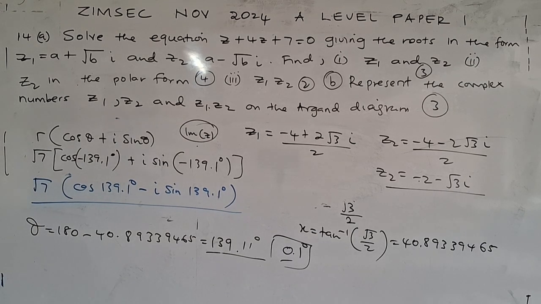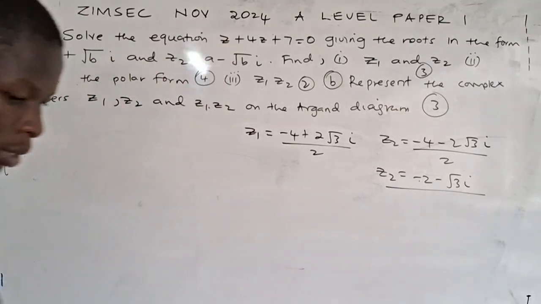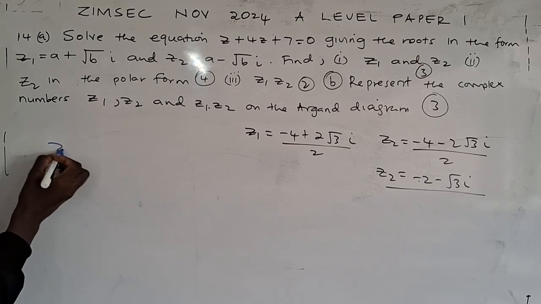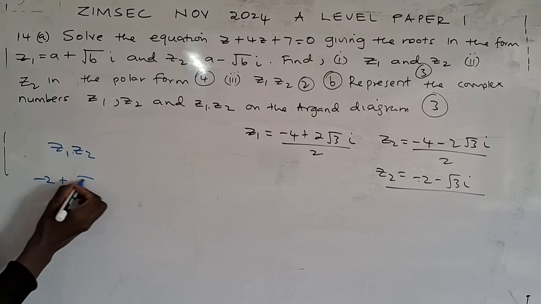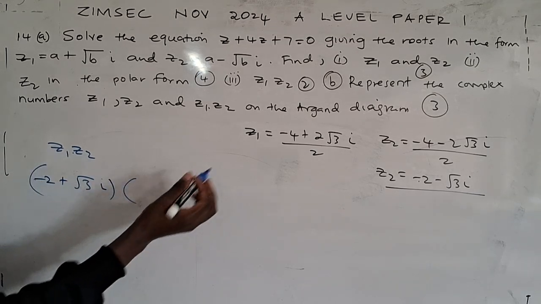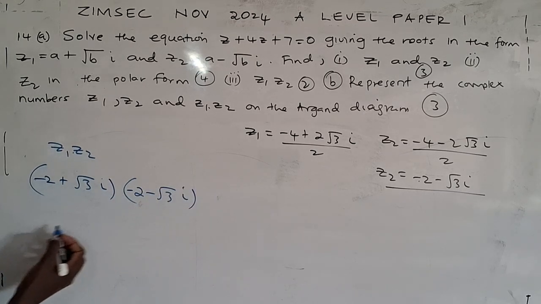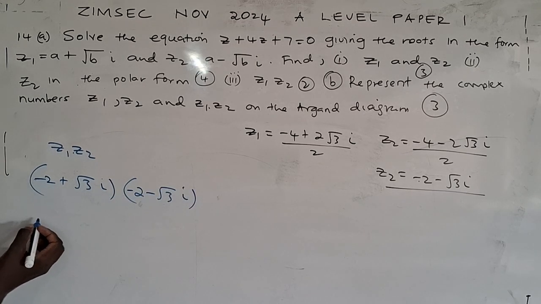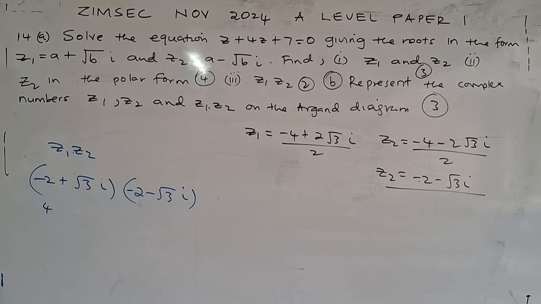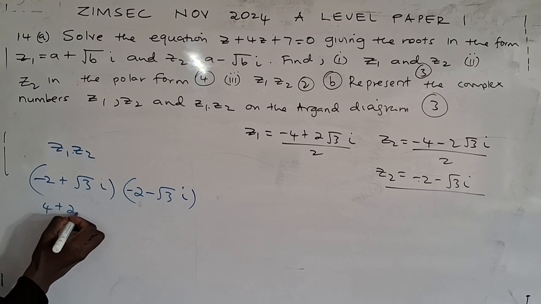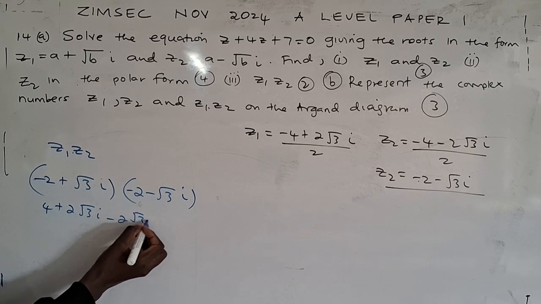Part number 3, you are supposed to find the product of the complex numbers Z1, Z2. Z1 is nothing but minus 2 plus root of 3i. And Z2 is nothing but negative 2 minus root of 3i. Negative 2 times negative 2, what is the answer? This is 4. Negative 2 times negative root 3i, this is positive 2 root of 3i. And this one is negative 2 root of 3i.